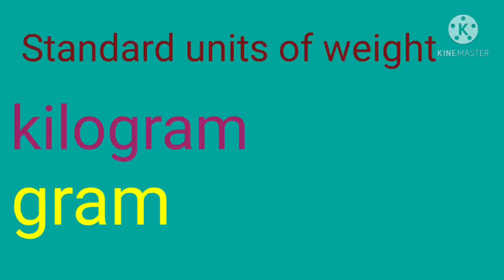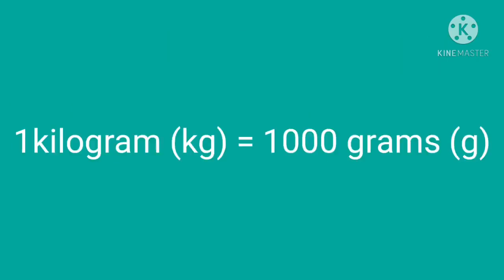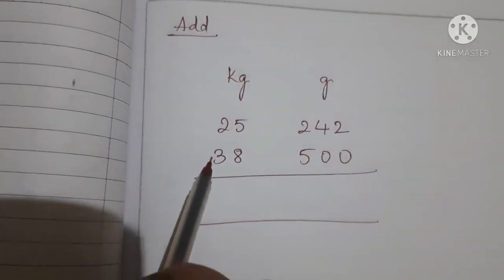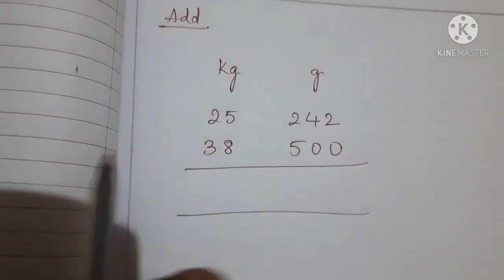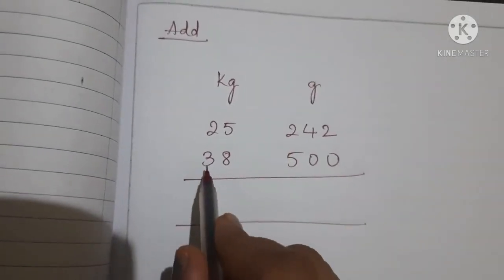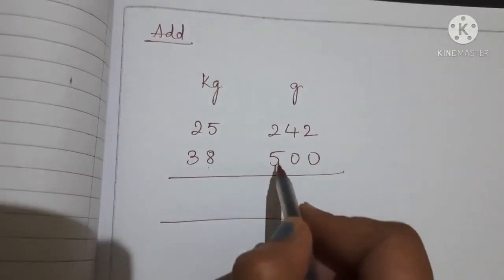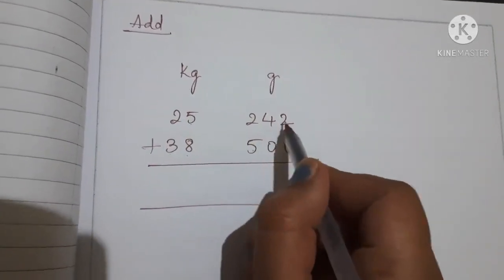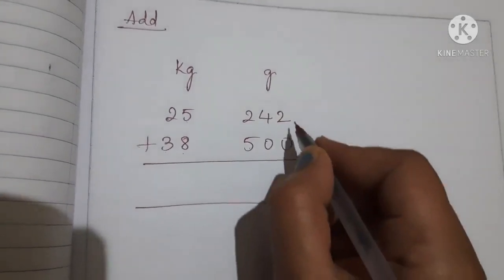Kilogram and gram are the standard units of weight. We represent kilogram as kg and grams as g. Remember, 1 kilogram is equal to 1000 grams. Children, just like other additions, we can add these numbers in kgs and grams. Now here we are adding 38 kgs 500 grams with 25 kgs 242 grams. So let us do addition here.